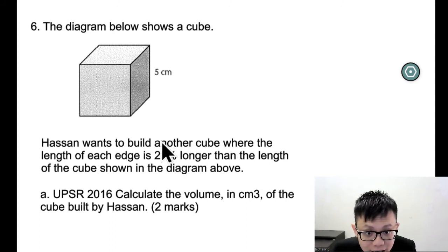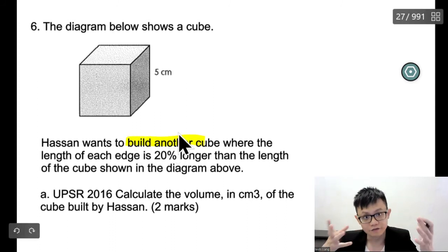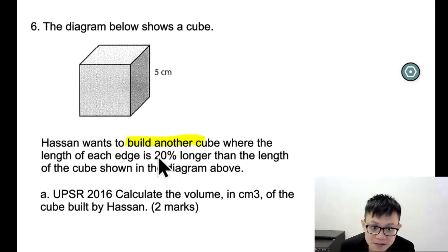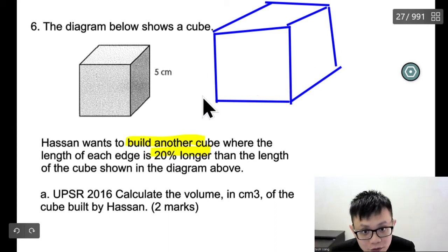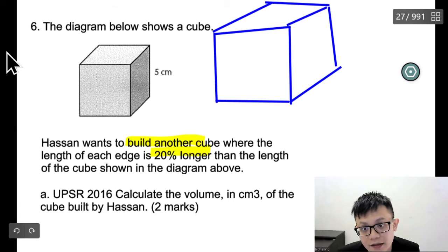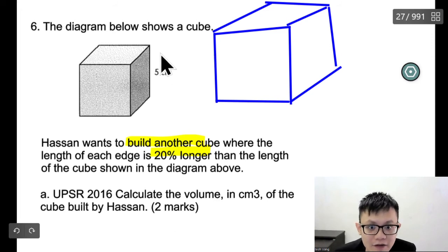Has he built another cube? It means this is a different cube. He built a new one. 20% longer means that if I'm going to draw the cube, it will be longer by 20%. Okay, so this is the bigger cube that I draw, because we can see from here the cube is actually bigger by 20%. Here got extra 20%.